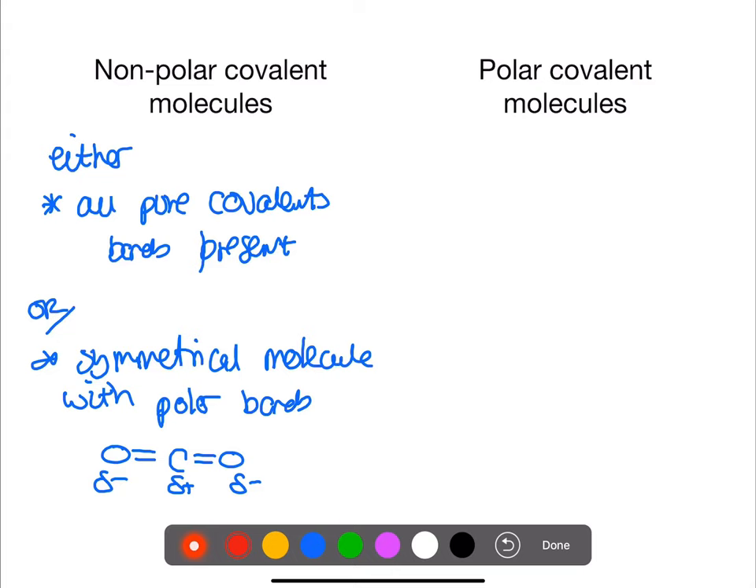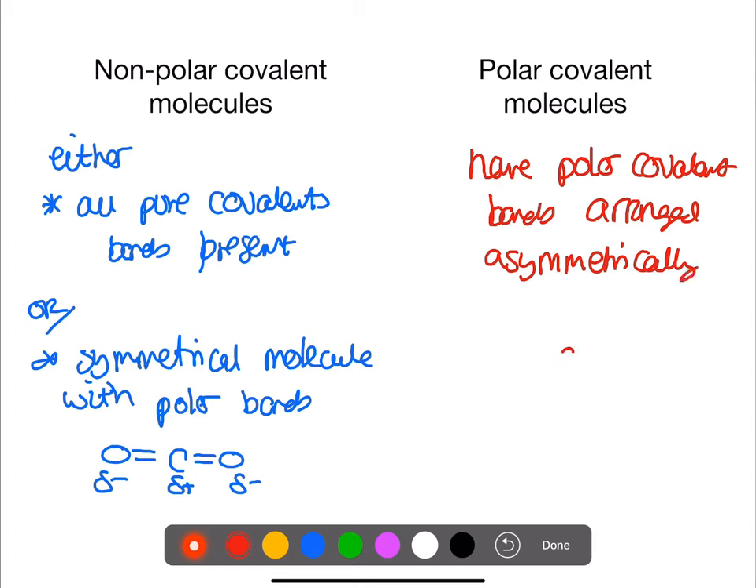Polar covalent molecules have polar covalent bonds, and these are arranged asymmetrically. For example, in trichloromethane, we have three CCl bonds and one CH bond. So we have an asymmetrical molecule where we have a dipole formed where the bottom of the molecule, where the Cl's are, is negative, whereas the top is positive.